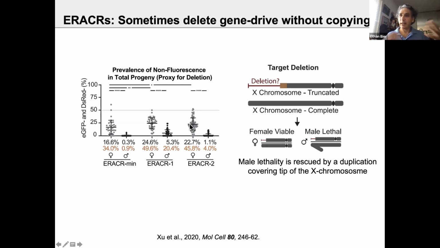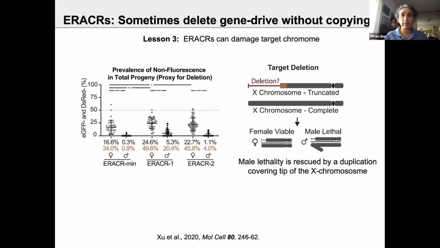We isolated those, set up lines, about 10 or so of those lines, and then crossed them to different duplications of the X chromosome. And it turned out that a duplication that just covered the tip of the X chromosome rescued the lethality of all these, so that we could then acquire males that had these lesions in them. So it's, again, consistent with this idea that there's localized chromosome damage to the tip of the X that is sufficient to make the chromosome not viable in males.